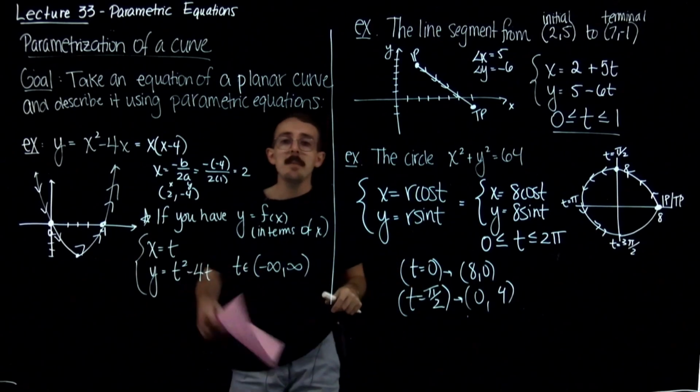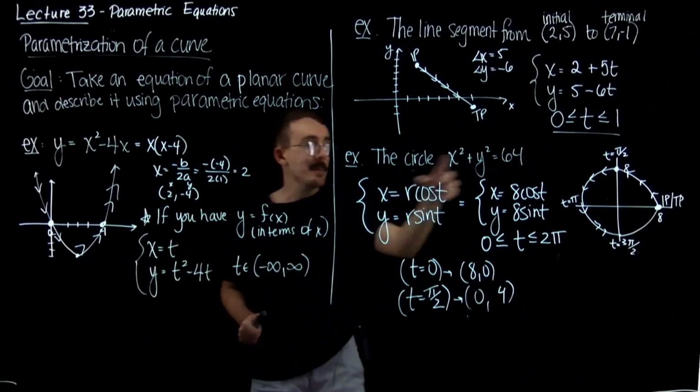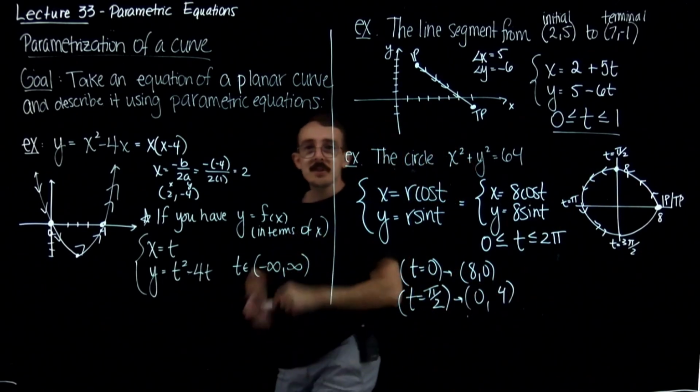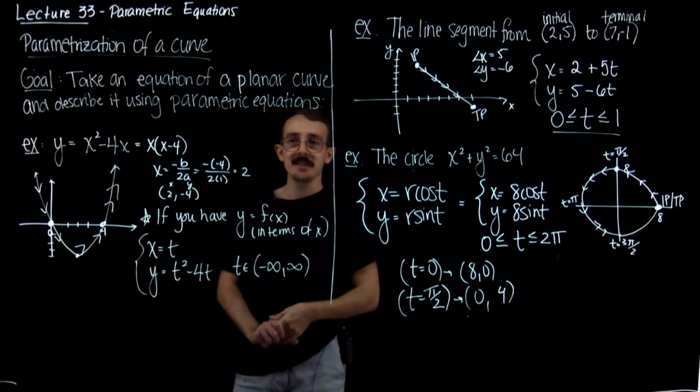One thought for you, maybe you can figure out how to parametrize a circle if it's not at the origin. So maybe take your circle and move it somewhere else. Yeah, and try that for different shapes and see if you can come up with different parametrizations.